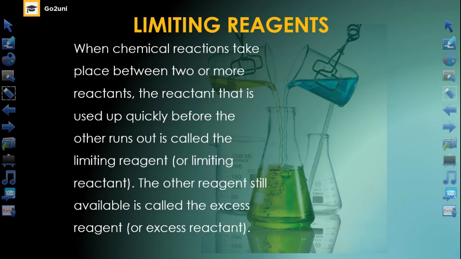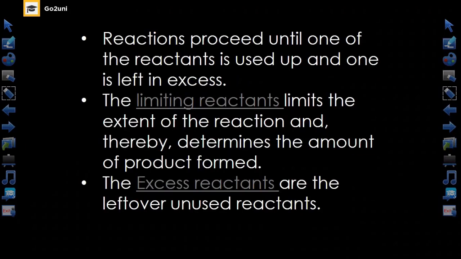Let us take a look at a pictorial explanation to understand what we are talking about more. When reactions proceed, the reactant that is used up is the limiting reagent, and the one that is still available is the excess. So, limiting reactants simply limit the reaction that is taking place, because once the limiting reactant has been used up, the reaction comes to an end.